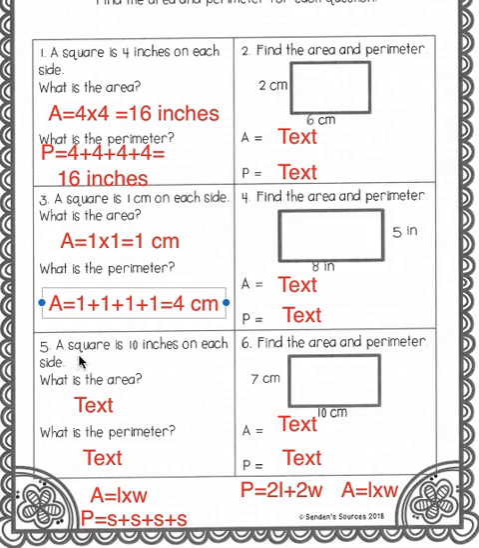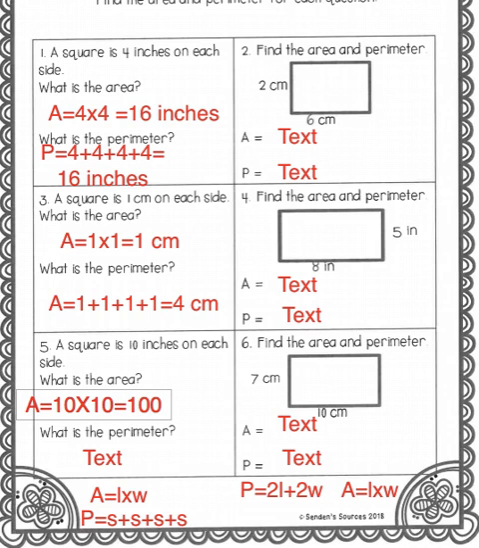All right, here we have a square that is 10 inches on each side. So area equals length times width. So it would be 10 times 10, which equals, if we count by 10s, 10, 20, 30, 40, 50, 60, 70, 80, 90, 100 inches. Why don't we just put i in for inches, save some space.